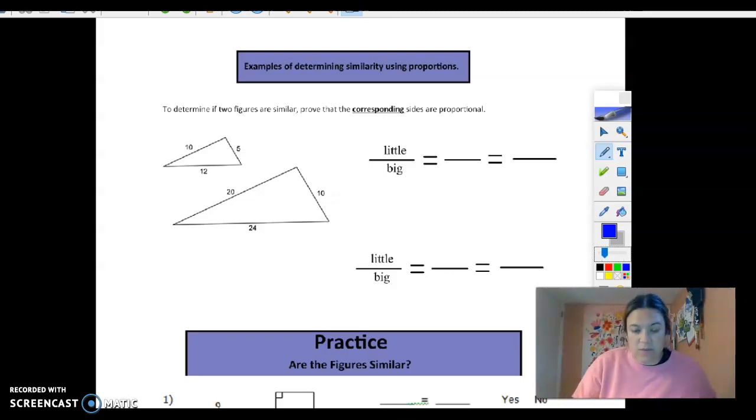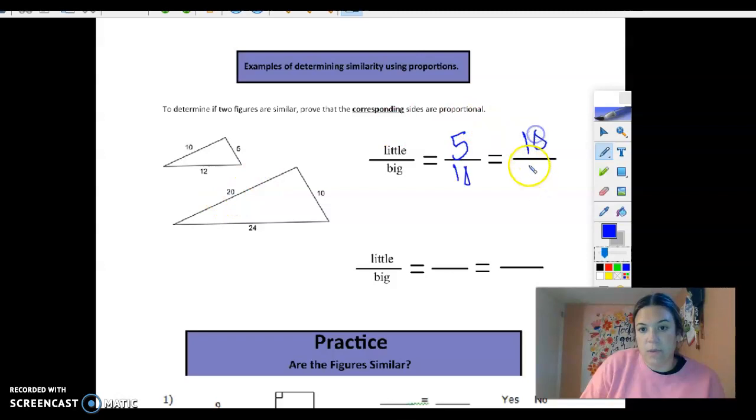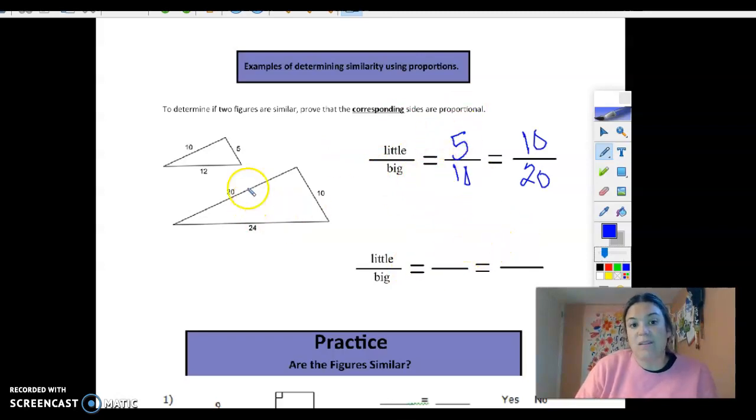So let's look at this first problem, which says determine if two figures are similar, prove that the corresponding sides are proportional. So that means that this smaller figure has to be in proportion to this one. So if this is the little triangle, and I'm going to just start with this side of 5, then what does it correspond to on the bigger triangle, that side of 10? And if that is proportionate to the 10 and the 20, then I know that these two, well, I need to figure out the other side too, but then that's going to tell me if these are similar.